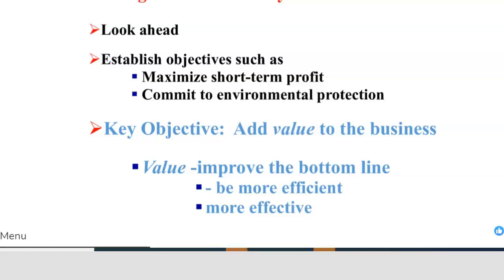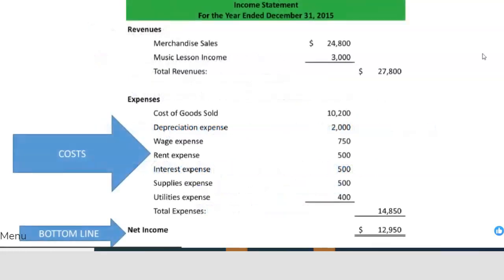Now, I want to back up a little bit here and explain what we're doing. Here you have what you're familiar with, an income statement. Now, you learned this in financial accounting. And this income statement, Paul's Guitar Shop income statement for the year ended and so on, is in two categories.